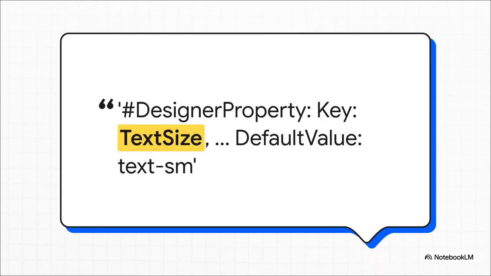And if you look at the source, you can see just how simple this is. Properties like text size are designed to use those familiar tokens you already know, like text small or text large, or even a massive text 9XL if you're using an emoji. It makes styling super fast and consistent.